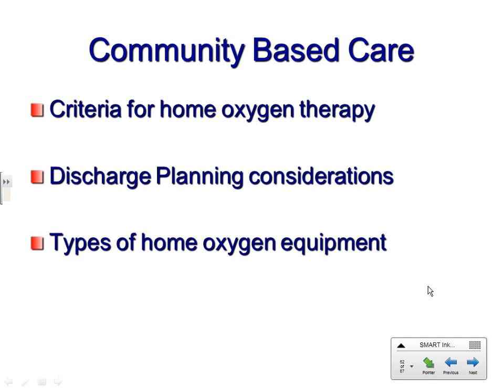So then, if there's an order, usually the respiratory therapist has to do an official test, and they'll walk the patient around and document, yes, we've got less than 88%, so we can order the home O2.